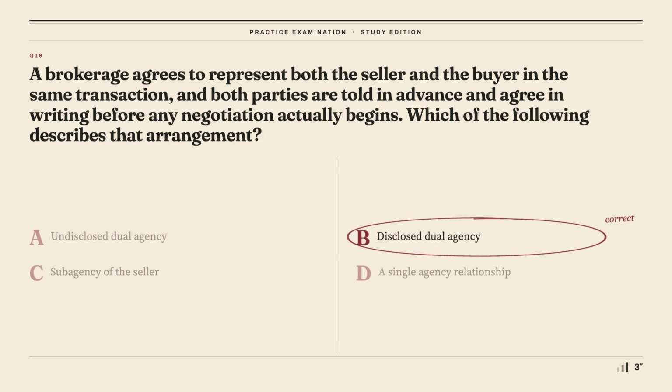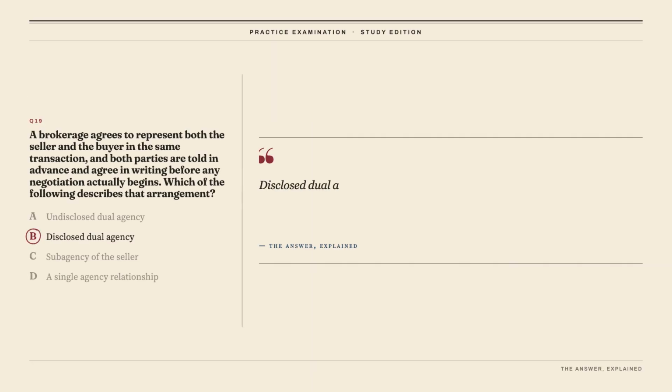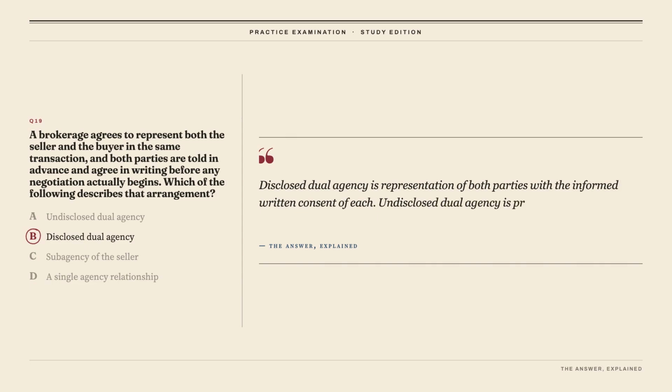The correct answer is B. Disclosed dual agency. B is correct because disclosed dual agency is representation of both parties with the informed written consent of each. Undisclosed dual agency is prohibited everywhere and exposes the licensee to discipline and civil liability.